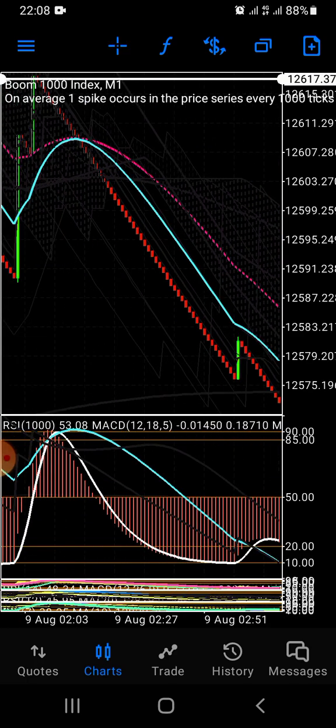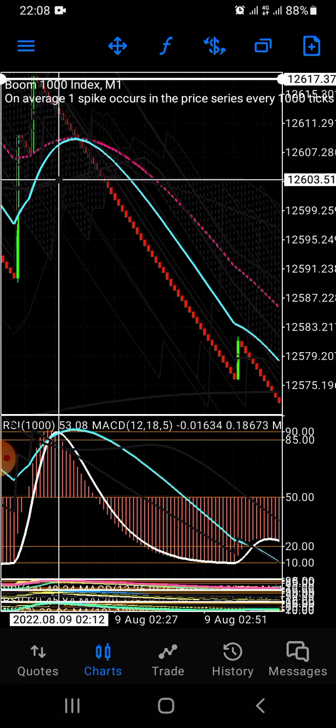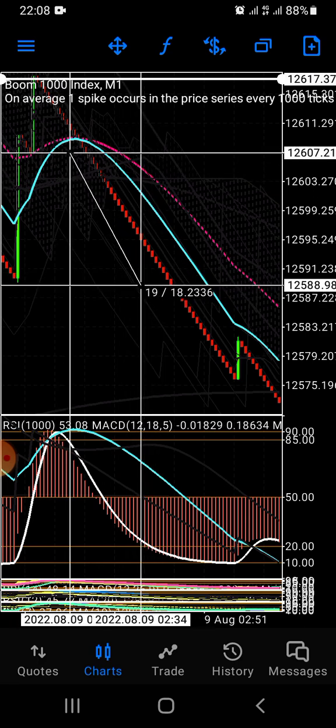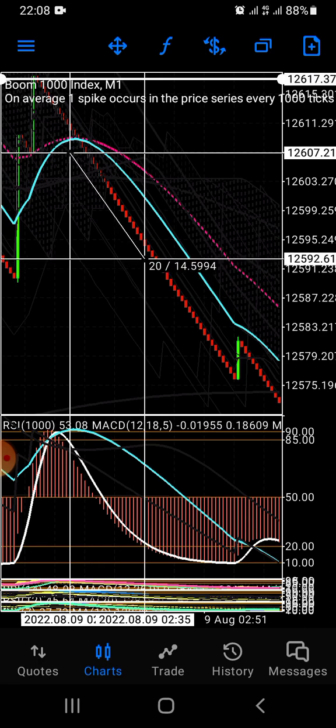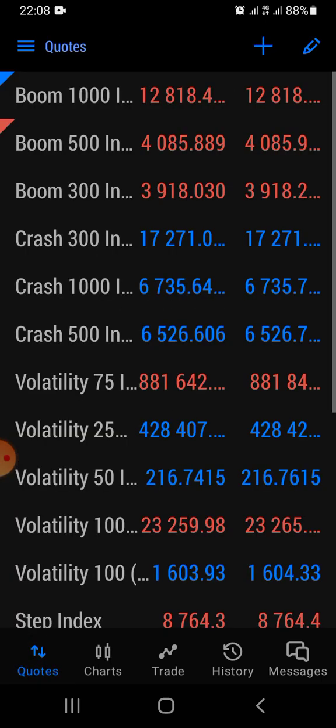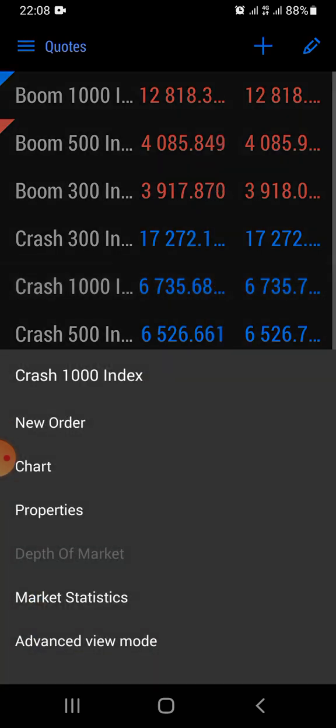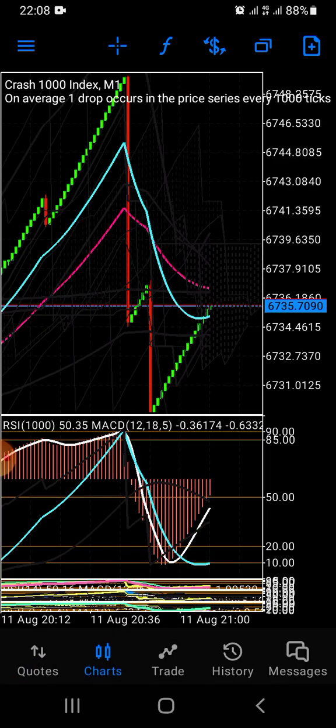One more. There's another crossover here. You enter your sell when the white line touches level 20. In this instance, also another 20 candles. Let's check. This is good for Crash 1000 and Boom 1000 only.